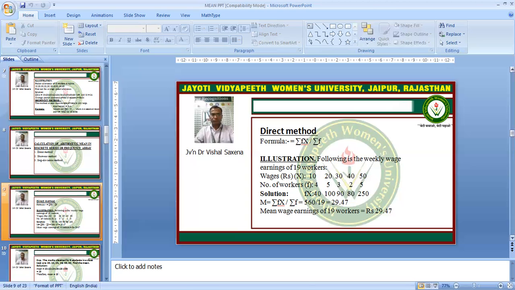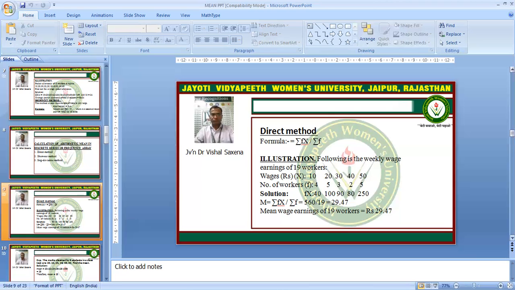So 10 into 4 is 40. Next is 20 into 5, which becomes 100. The next value becomes 30 into 3, which is 90. The next value is 40 into 2, that is 80. And the last value of fx will be 50 into 5, that is 250. So these are the values of fx, and the mean is given by summation fx upon summation f.